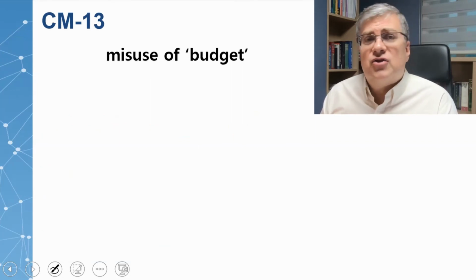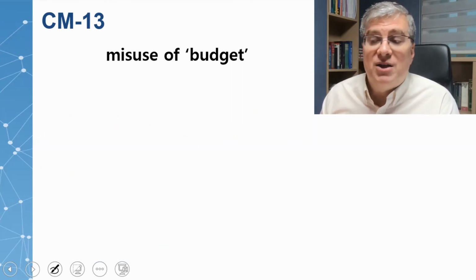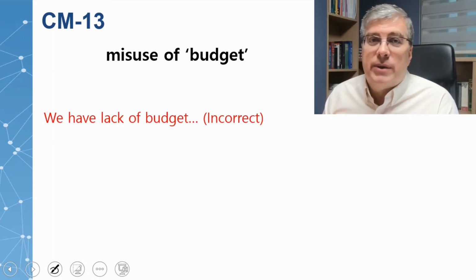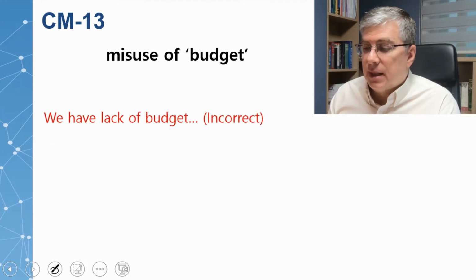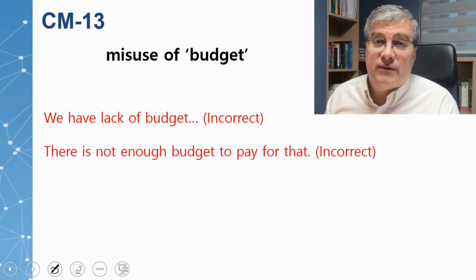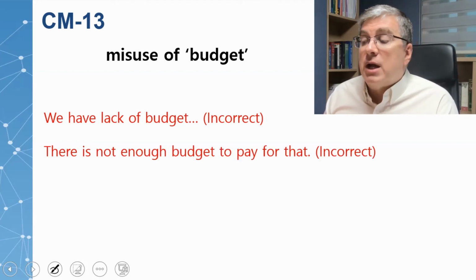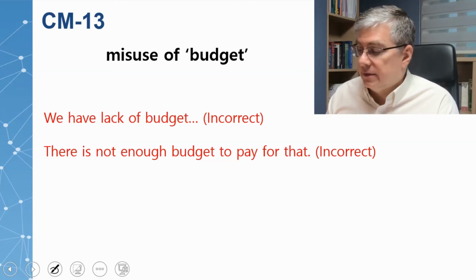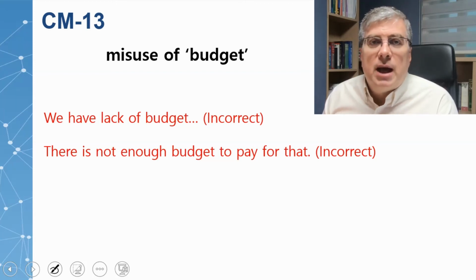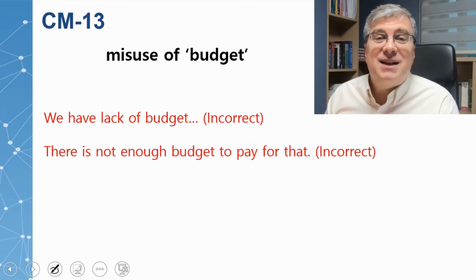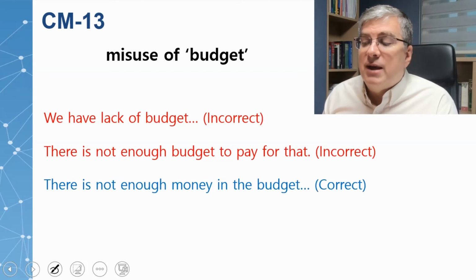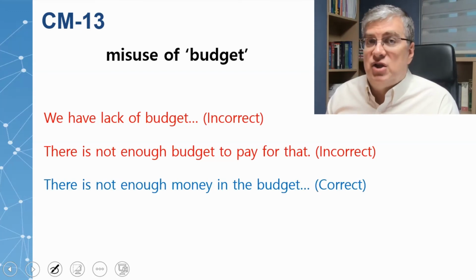Next, I hear a lot of strange sentences using the word budget. For example, we have lack of budget, or there is lack of budget. There is not enough budget. That's very common. I hear that often. There is not enough budget to pay for that, or our company doesn't have enough budget. Basically, what is a budget? A budget is a plan to spend money. It doesn't mean money. It's not synonymous with money. So be careful. You should say there is not enough money in the budget to pay for this.